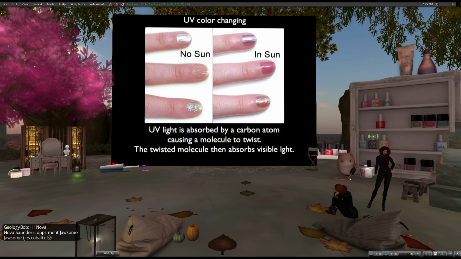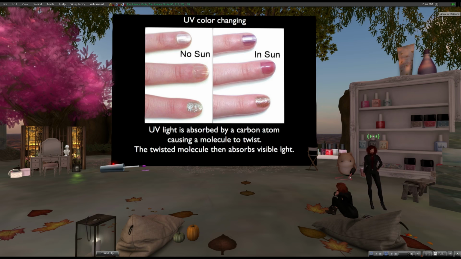They also have color-changing nail polishes. And on the left here, you see no sun, and on the right, the same nail polish in the sun. And in this case, the UV light is absorbed by a carbon atom in a complex molecule. It's got two planar sections to this molecule. And when the carbon absorbs the ultraviolet, the molecule, the two plates twist and become in one plane. And that twisted molecule is now a larger cross section and resonates in the visible and becomes a visible dye. So really nice chemistry here.